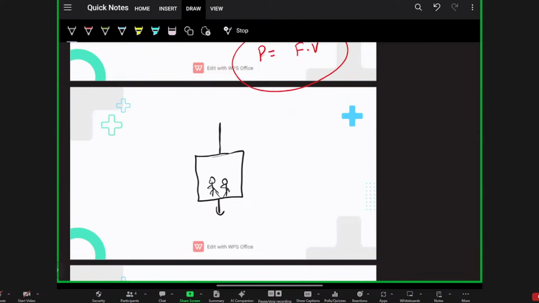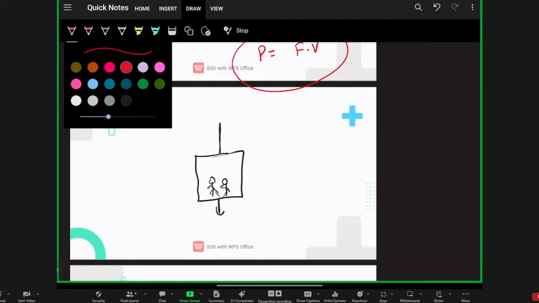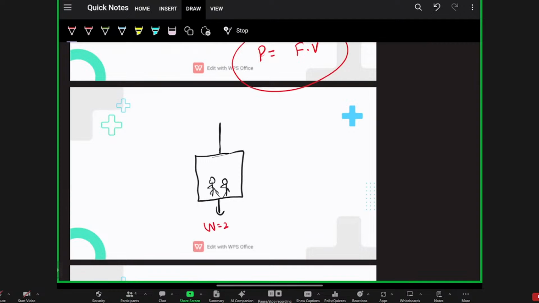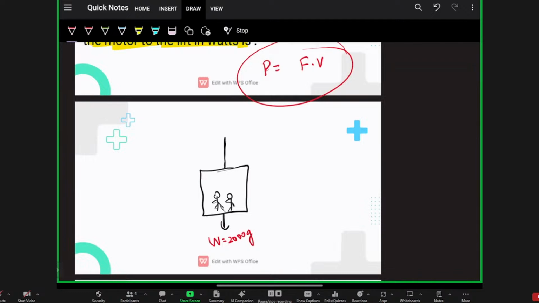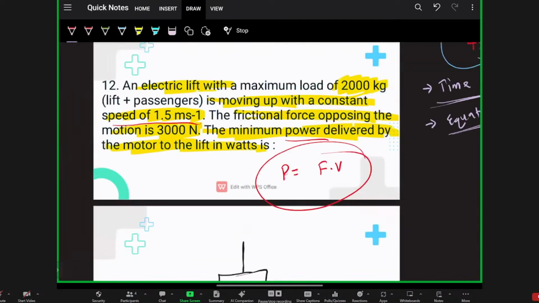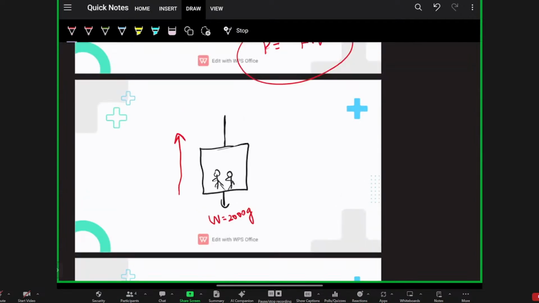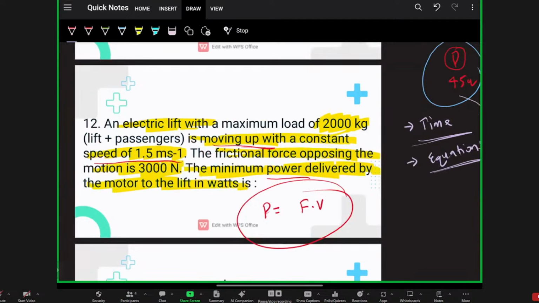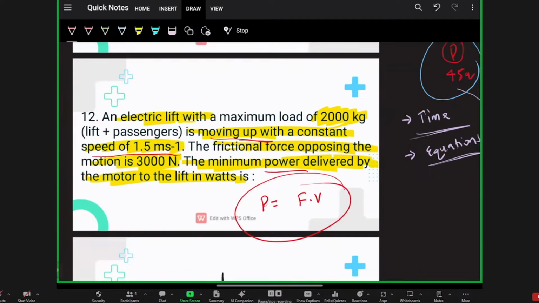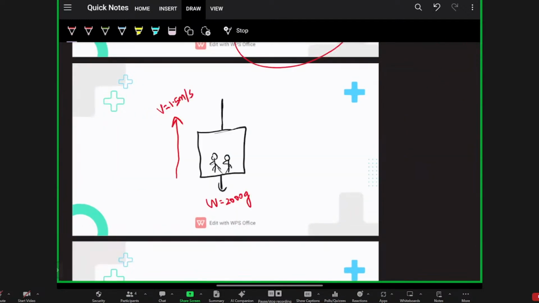So the weight acting downward will be 2000 times g. Now the frictional force opposing the motion. The lift is moving upward, as clearly mentioned in the question. It is moving up with a constant speed of 1.5 meter per second.